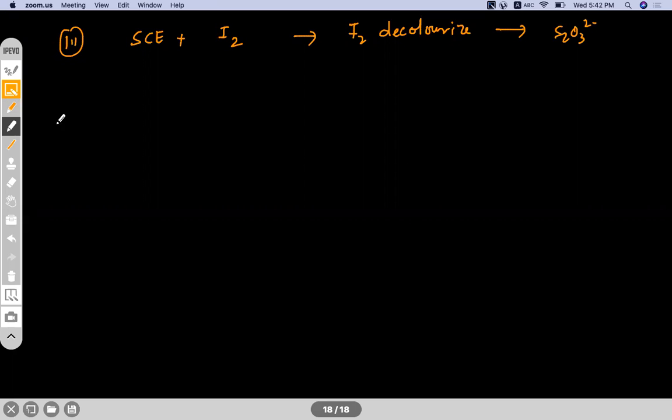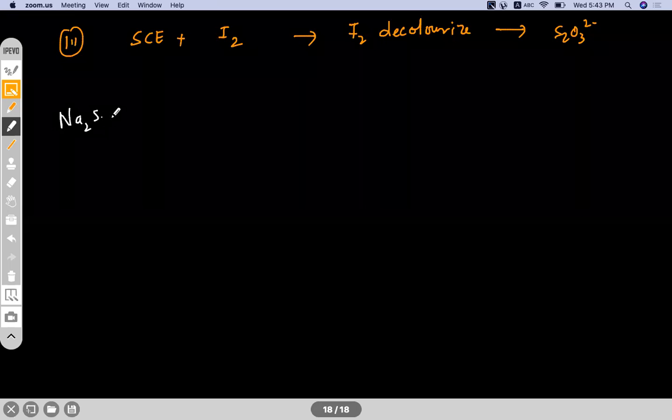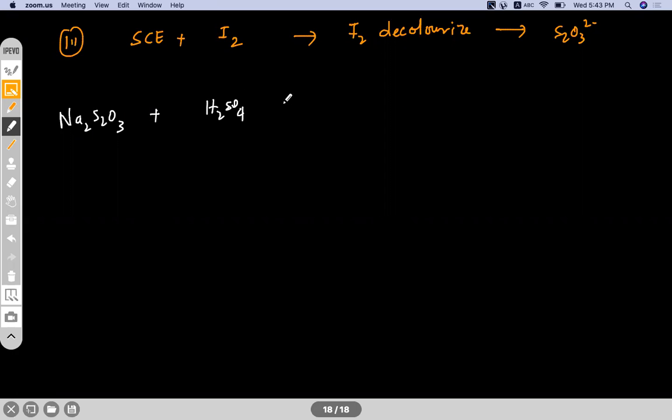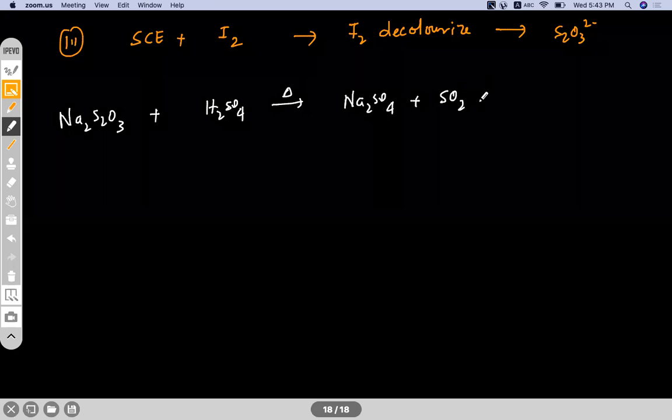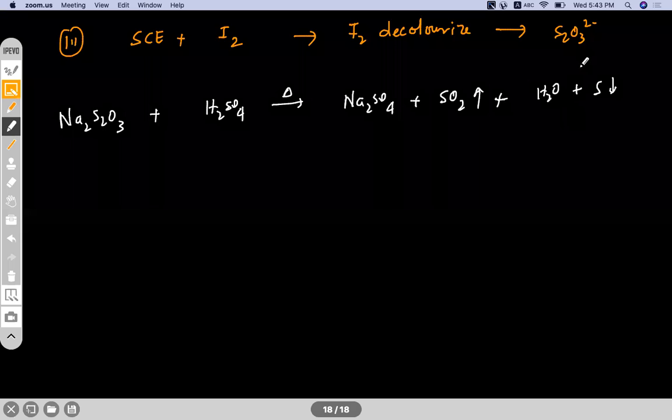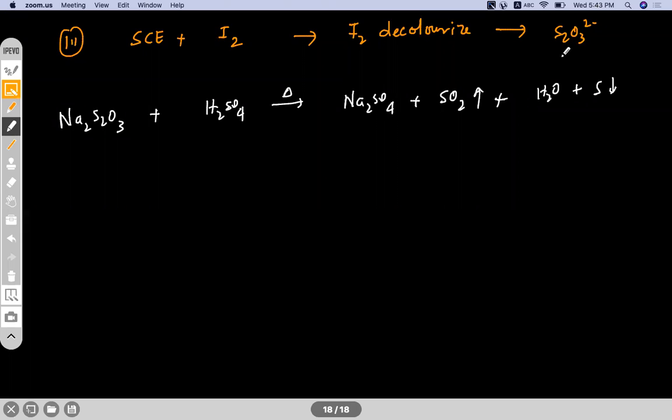So the reactions we'll see. The first reaction we have, thiosulfate Na2S2O3 plus H2SO4. We heat this and we get sulfate Na2SO4 plus SO2, suffocating odor, we get H2O, and sulfur also forms in this.